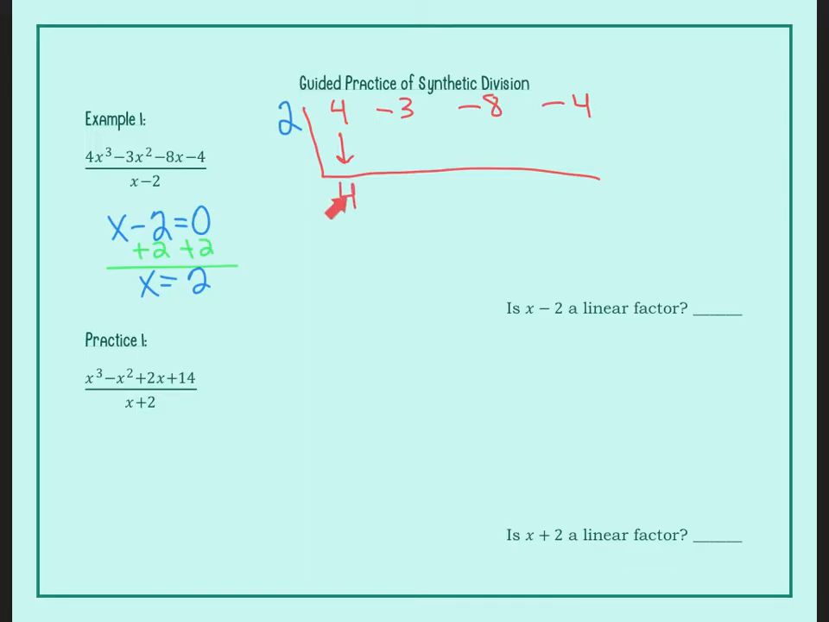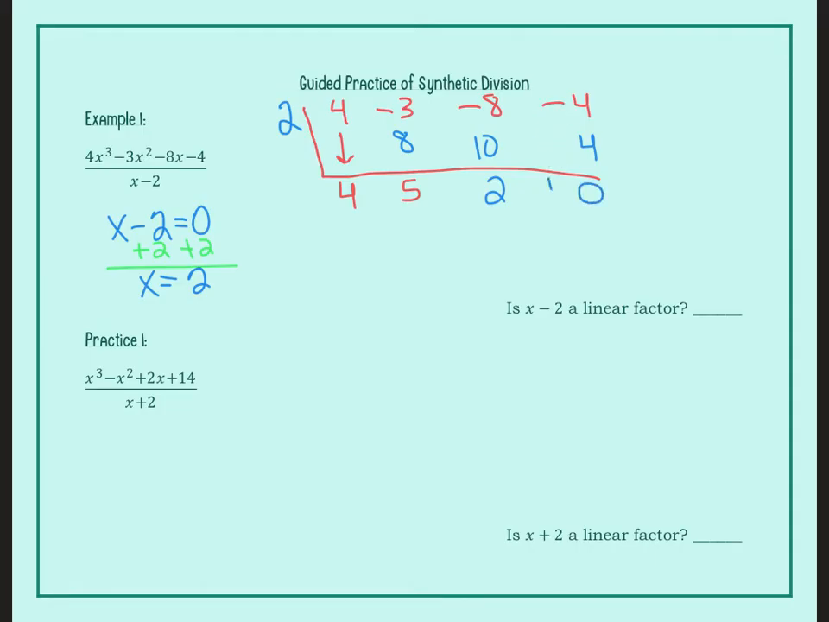Now we take the number that we brought down and we multiply it by the number on the outside. So 4 times 2 is going to be 8 on the inside. Now go ahead and add these two numbers together. -3 plus 8, you're going to get a positive 5. Now again, 5 multiplied by 2, you get 10. Add these two numbers together, -8 plus 10, and you get 2. Multiply with the number on the outside. 2 times 2 is a positive 4. Add these together and you get 0.